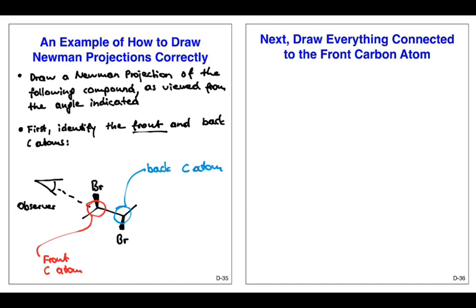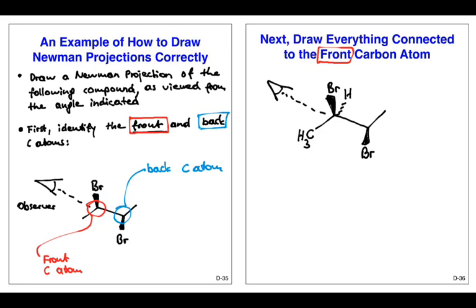So next, we need to draw everything which is connected to just the front carbon atom. So we draw the structure again. I highly recommend drawing out this methyl group attached to the front carbon atom as CH3, instead of just leaving it as an implicit methyl group. And then we see that we have, of course, a hydrogen attached as well to that front carbon atom, in addition to the bromine, which is already drawn. And we're drawing the observer again.